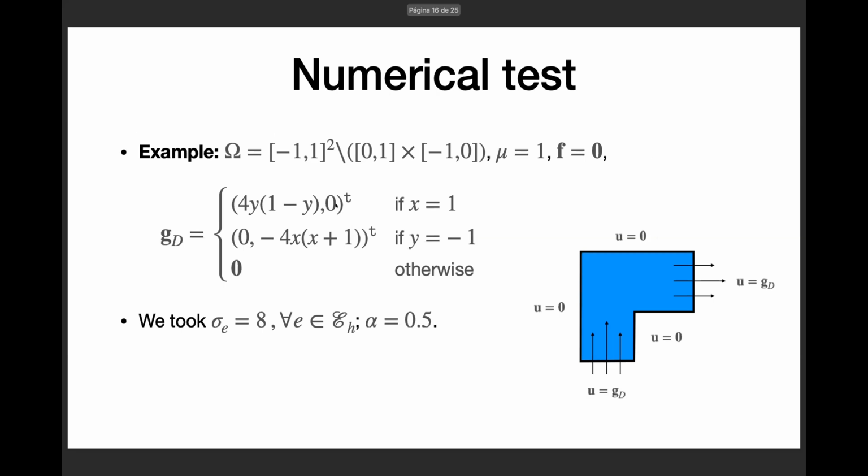In order to test the problem, we consider an example posed on an inverted bell-shaped domain. We have a viscosity equal to 1 and no volume forces, and the prescribed velocity is 0, except at the inlet, where we have a vertical parabolic profile, and at the outlet, where we have a horizontal parabolic profile. As penalization parameters, we took sigma_E equal to 8 for every edge in the mesh, and this parameter alpha is the coefficient of the consistency term in the linear form.